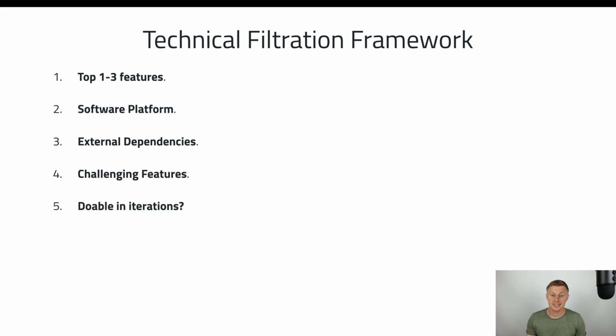Okay, this is our technical filtration framework. We have 5 criteria to evaluate our software idea. These are top 1 to 3 features, software platforms, external dependencies, challenging features, and doable in iterations. Now, let's consider each of these criteria in more detail.